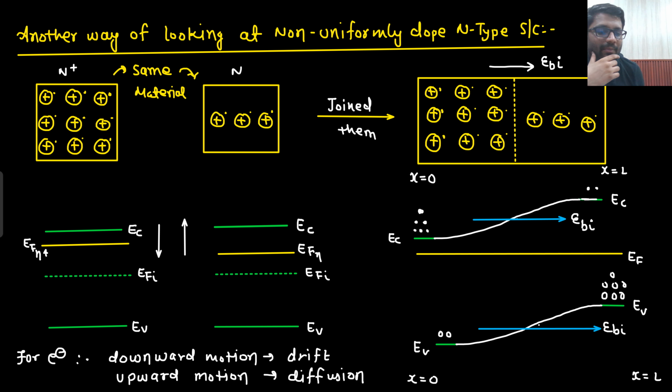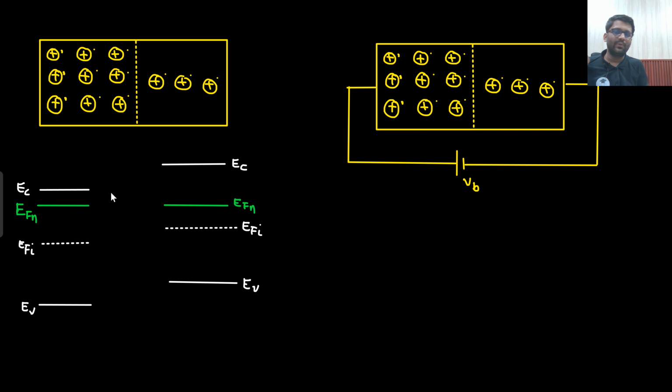Now what do I do? I apply an electric field. This scenario I have already understood. So this was the scenario. This was flat, so they were joined together. The same structure I got here. So this was flat only.